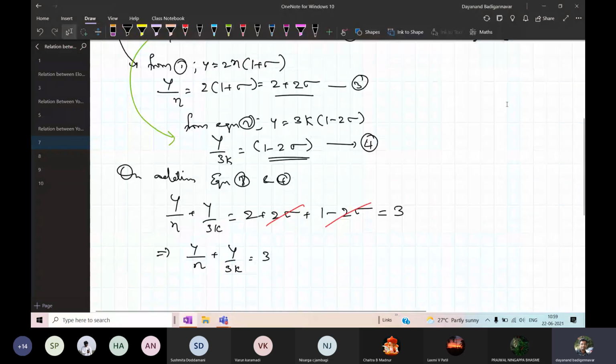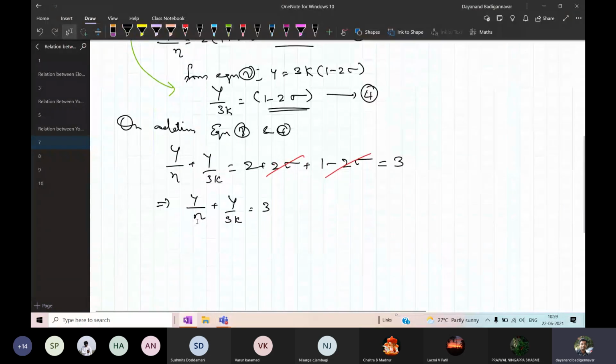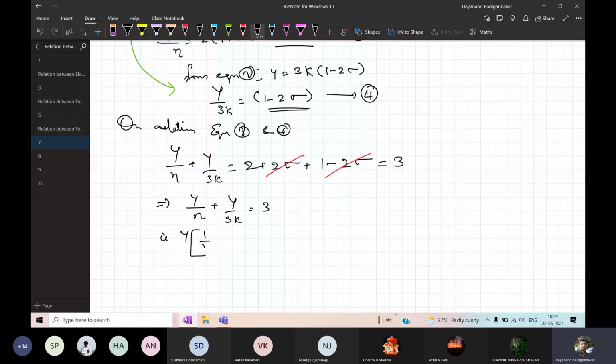Now here I have y by eta plus y by 3k is equal to 3. I can still rearrange it. Take y common here, so that will be 1 by eta plus 1 by 3k is equal to 3. So I can write y into 3k plus eta, do the simple mathematics, divided by 3k times eta, that is equal to 3. Got it.